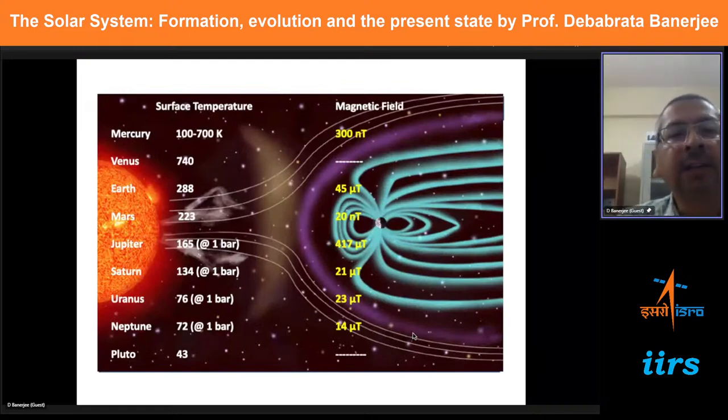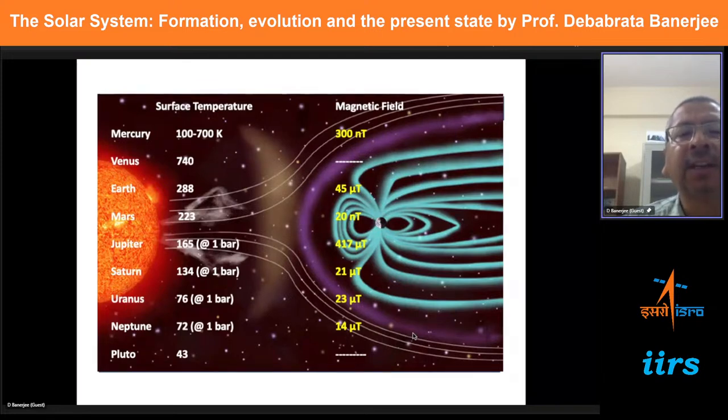The next slide shows you the surface temperatures. The surface temperatures for Jupiter, Saturn, Uranus, and Neptune are listed at 1 bar. This is the base of the atmosphere, basically. And then the magnetic field is shown for the Earth. Mercury has a small magnetic field of the order of 300 nanotesla, but Earth has a significant magnetic field.